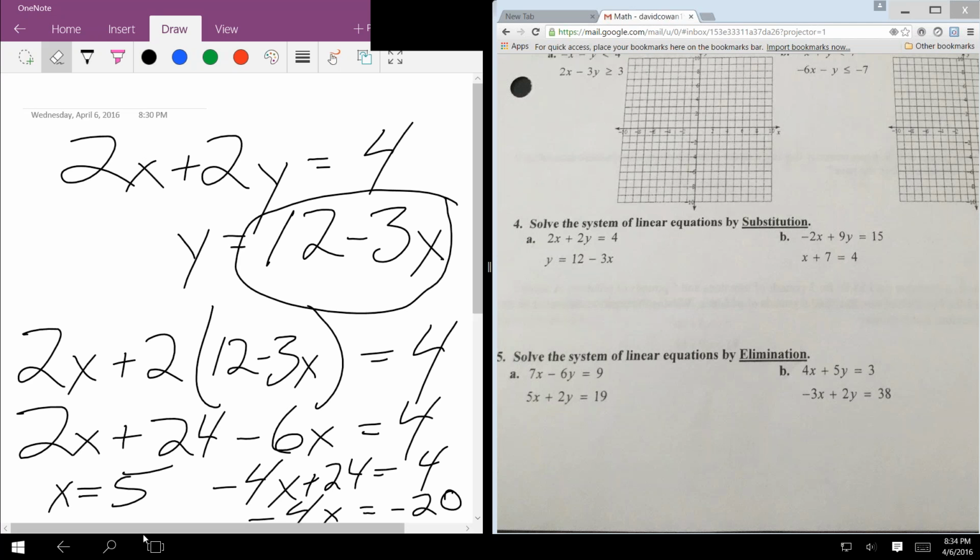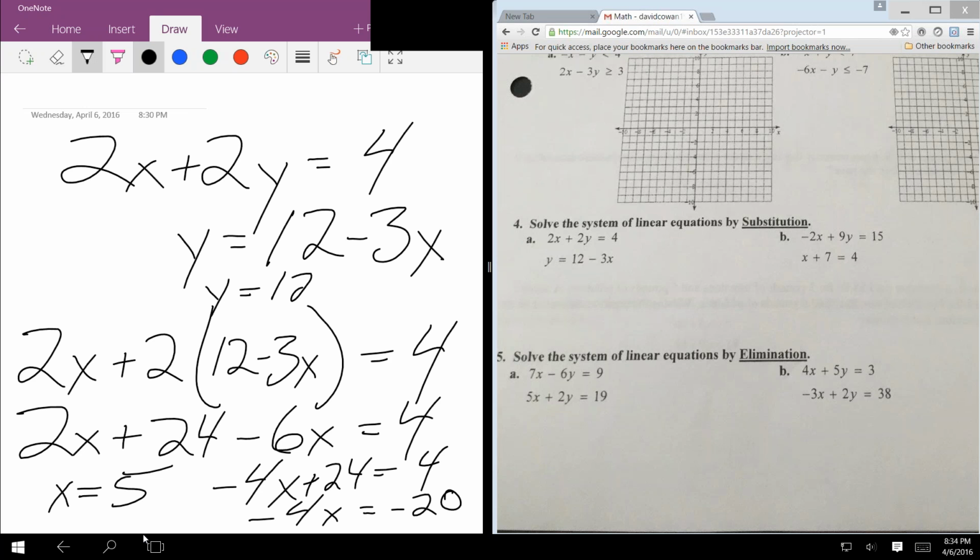And then y would be equal to... Which equation are you going to use? The bottom one. Yeah, the easiest one. So y equals... it'd be 5 minus 3 times 5. Well, it's 12 minus 15, that's minus 3. So y is equal to minus 3. Yeah, that's the solution.